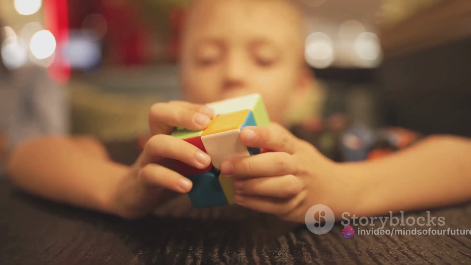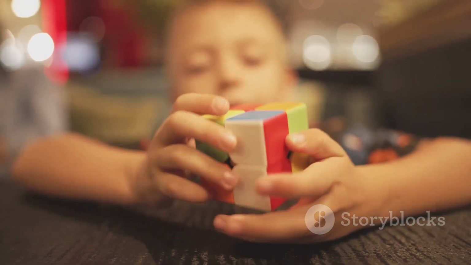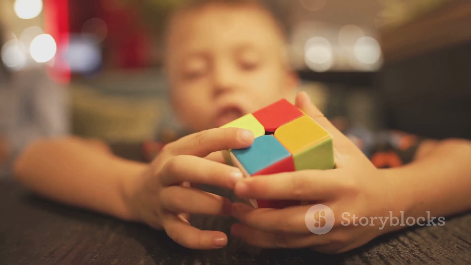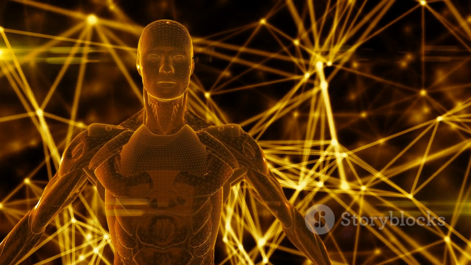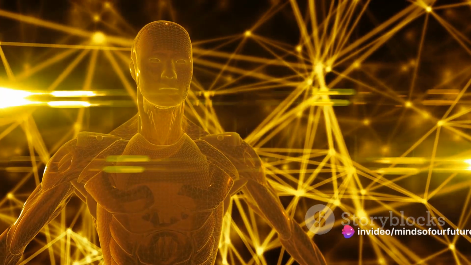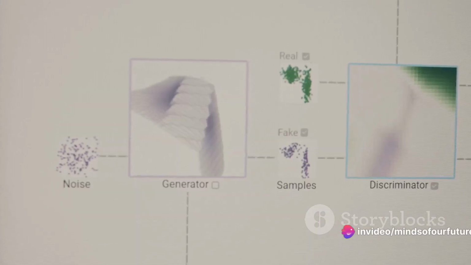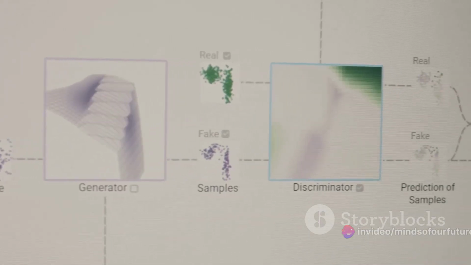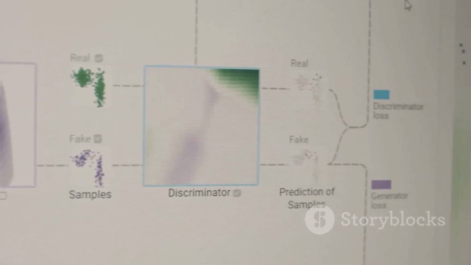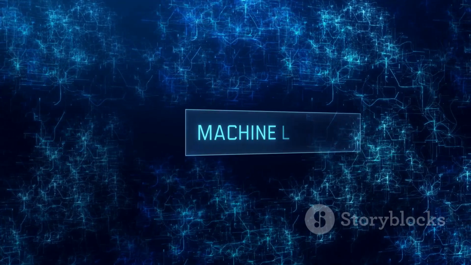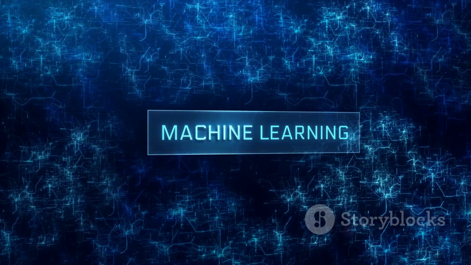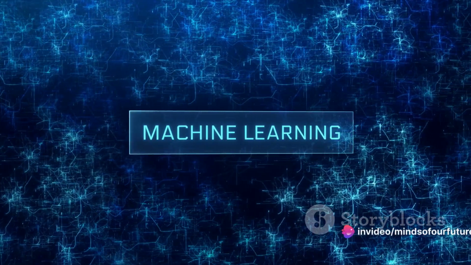Now let's talk about deepfakes. This is another term you might have heard thrown around. Deepfakes are synthetic media in which a person in an existing image or video is replaced with someone else's likeness. It's named after deep learning, a type of machine learning, and fake. The technology uses neural network architectures known as autoencoders and generative adversarial networks, or GANs.